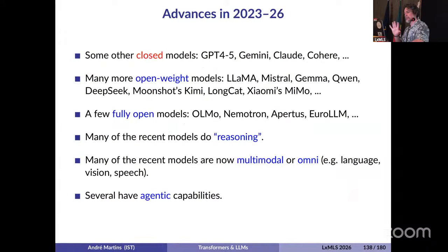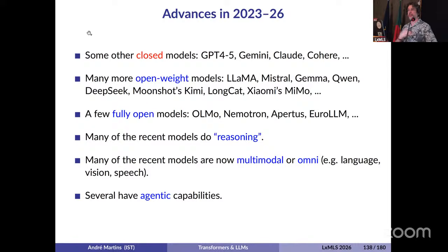So this is a quick summary of what happened in the three years that followed. There are several other closed models that have been released. Now we are already in the GPT-5 generation. There's also Gemini, Claude, Cohere, and so on. There are many more open weight models, which makes me happy that we still have open models around.